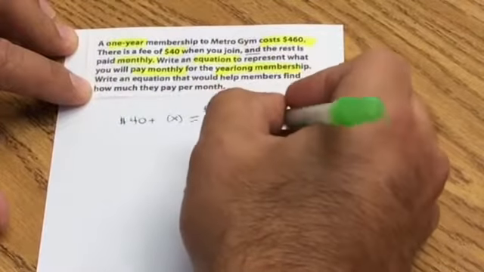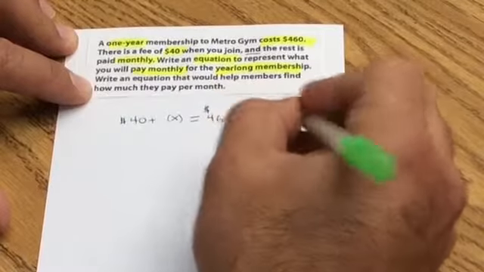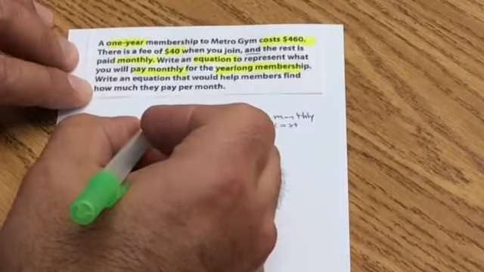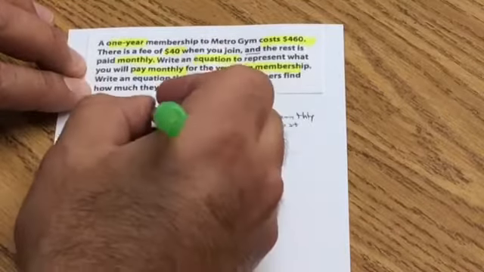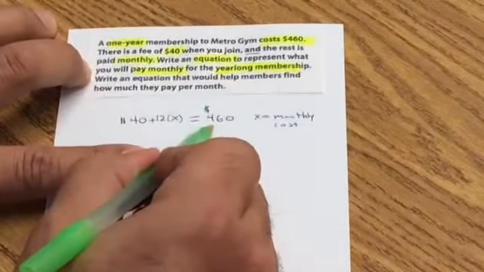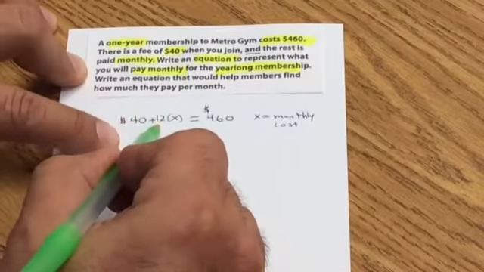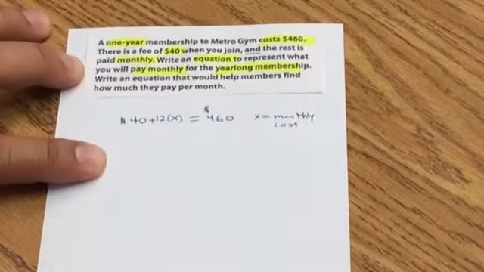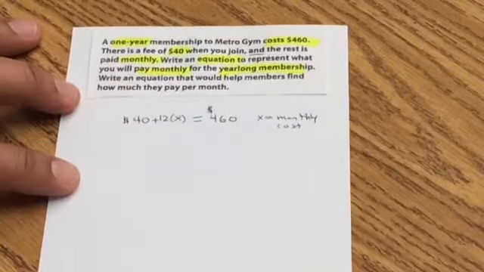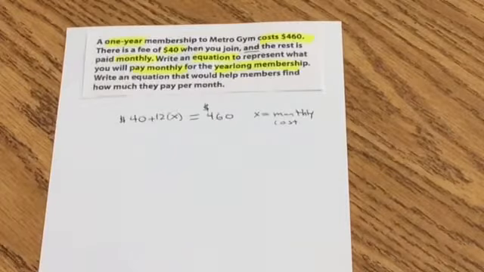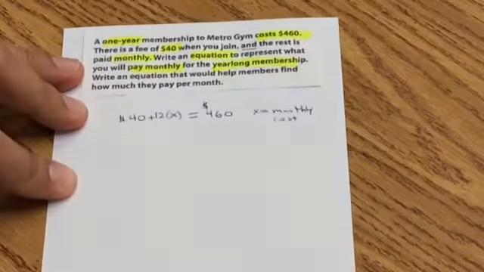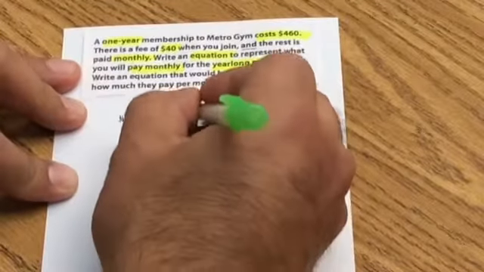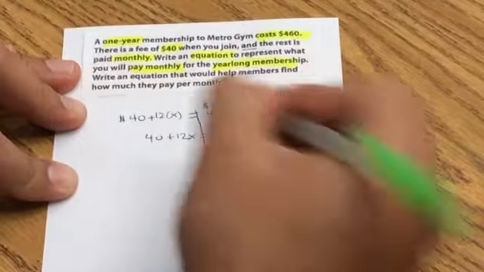X is going to equal the monthly cost. And we know that there are 12 months in a year because this is going to be the yearly cost of a membership. 12 times whatever it is per month plus $40 is going to be a total of $460. That is your equation. Now this is a simple two-step equation, and I'm going to rewrite this so it's easier to solve. As you know, we're going to start with our wall, and it's going to be $460.